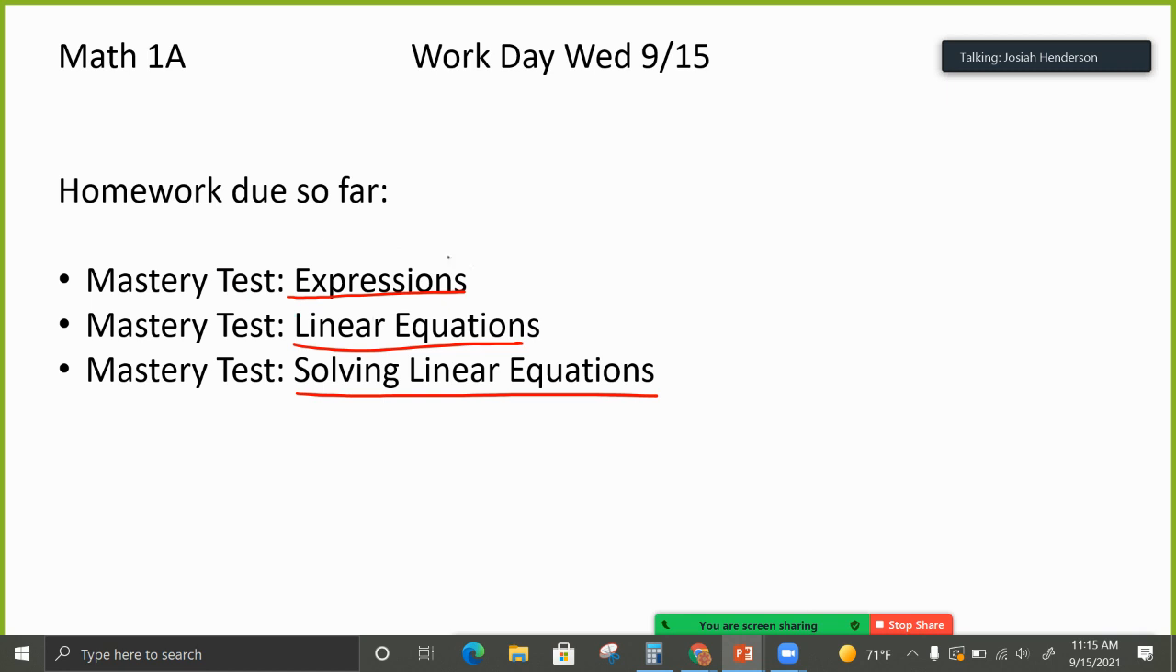So we should be logged in and doing expressions or linear equations or solving linear equations mastery tests. And if you need help, just tell me. We're going to do it together.